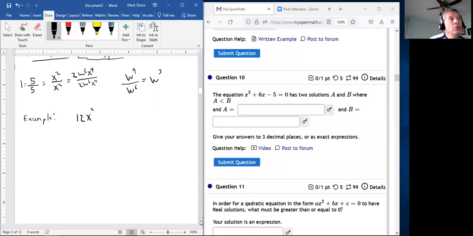12x cubed y to the 5th minus 30x to the 6th y to the 3rd. Okay, so now we're going to factor this. That's what we're going to do with this, factor it.